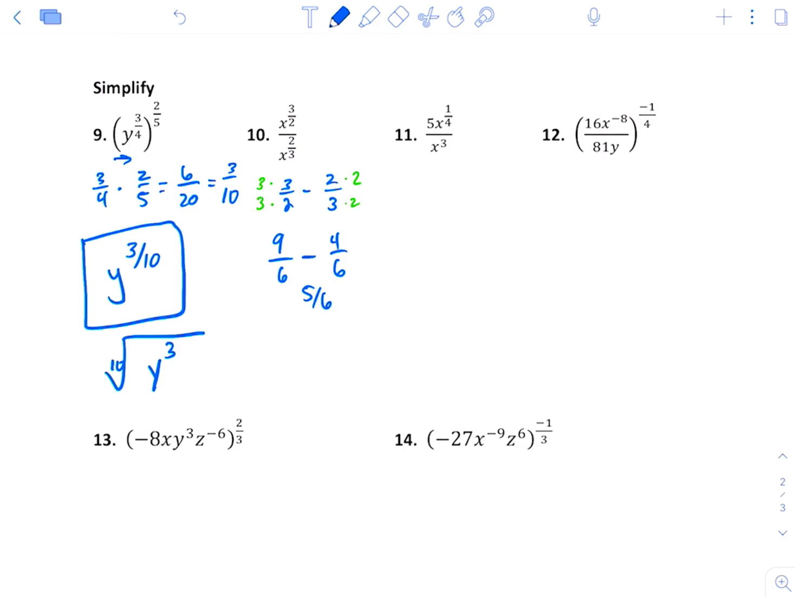So my simplified answer is going to be x to the 5/6. Or again, if you really want to write it as a radical, this would be the 6th root of x to the 5th.